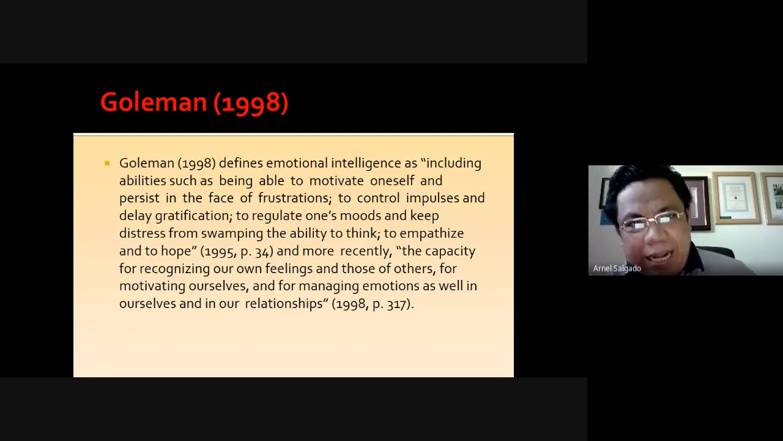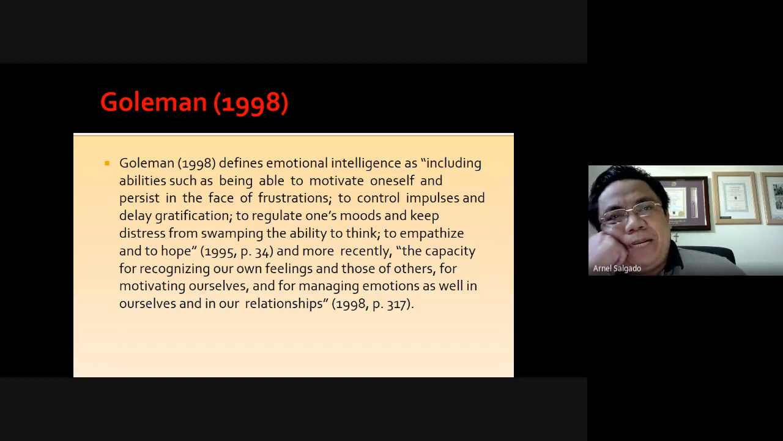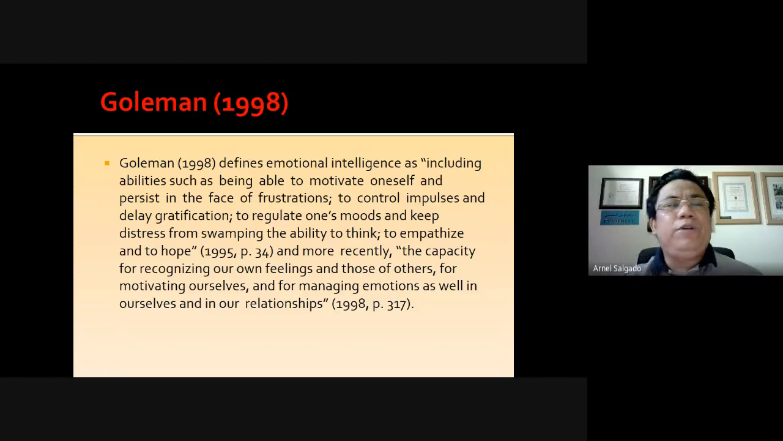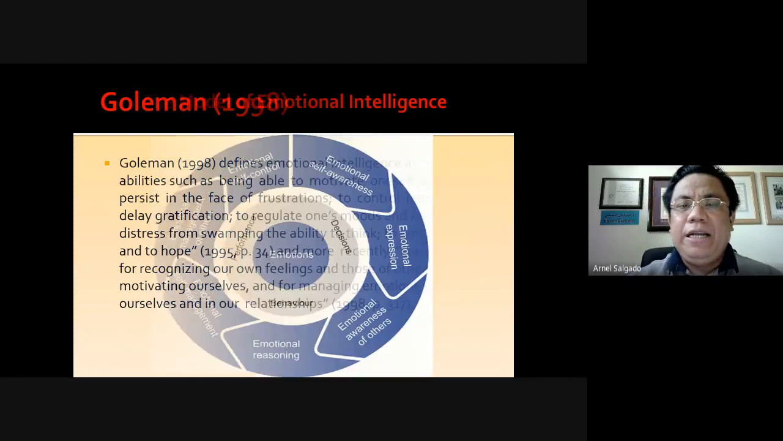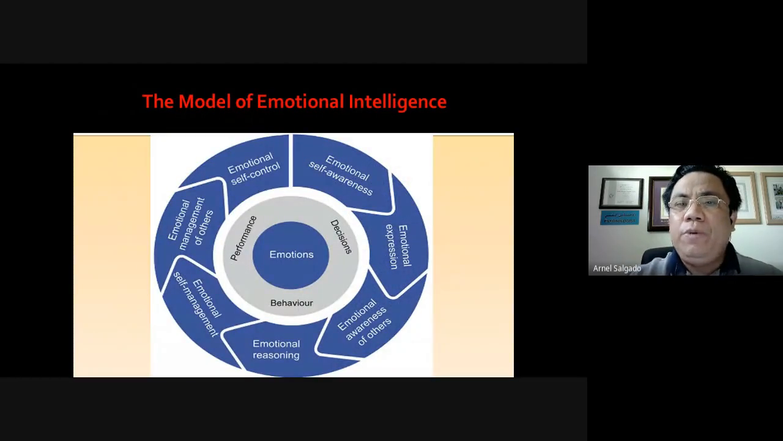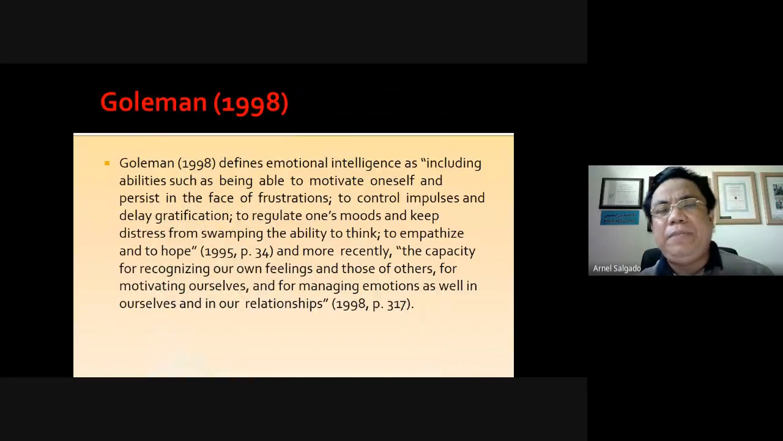How are you reacting and acting in frustrations? Controlling impulses and delaying gratifications, in order to regulate your mood, keep the stress in check, or from swamping your ability to think and to empathize and hope. And more recently, in 1998 also, he defined emotional intelligence as your capacity for recognizing your own feelings and those of others. So I have shown you this, your capacity to recognize your own emotional feelings and those of others. This is what is emphasized here.